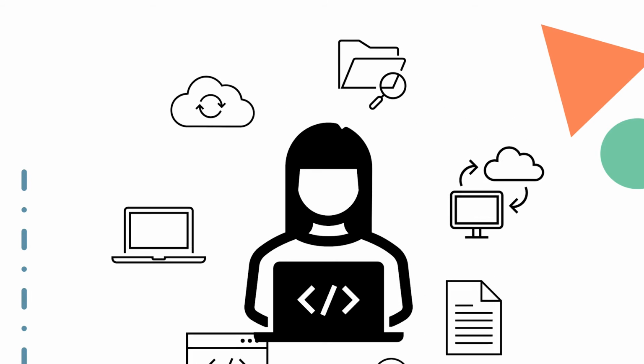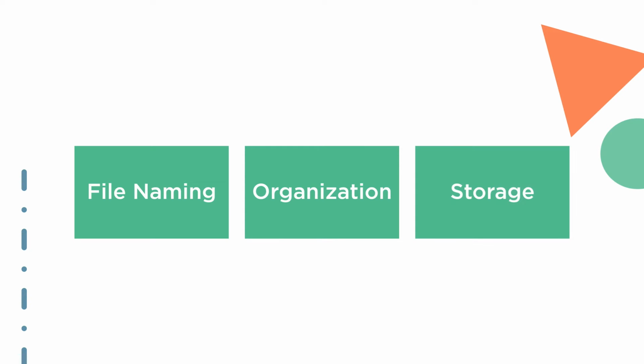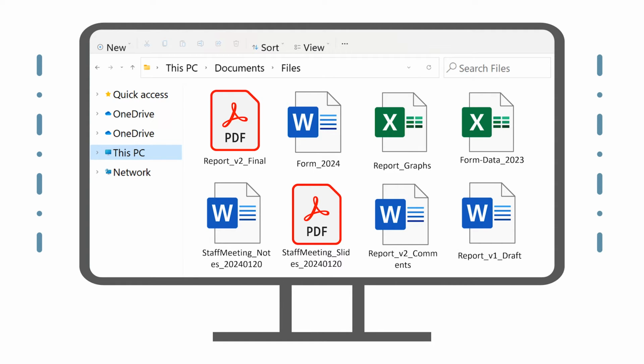To help you keep up with your electronic records, we have some tips for implementing consistent file naming, logical file organization, and appropriate use of electronic storage. By using descriptive and consistent naming conventions for your electronic files, you can more easily identify your documents and their contents without having to open them.